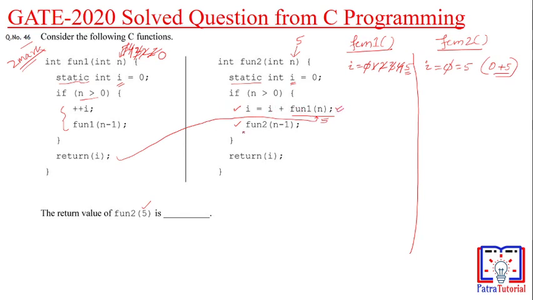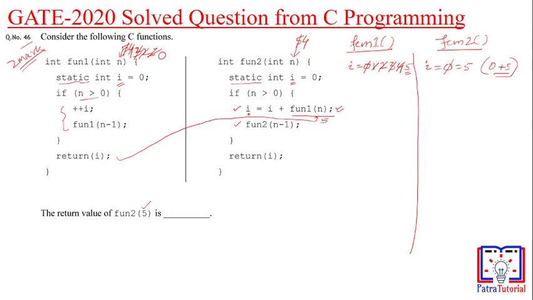Now it will go to the next line, this function. Now again this function is calling itself by passing n minus 1 as a parameter. So what is the value of n right now in this function? n equal to 5. Now n minus 1 equal to 4. So here it will pass 4 as a parameter now, and it will call the same function again. Again it will get inside function 2. 4 is greater than 0.